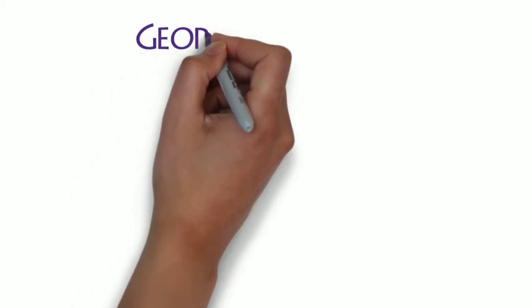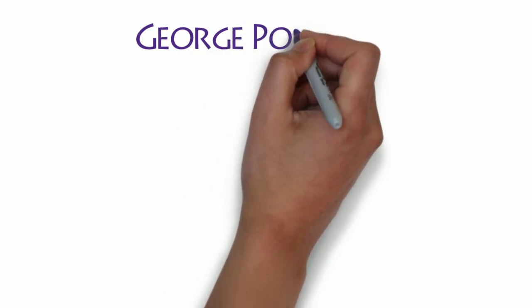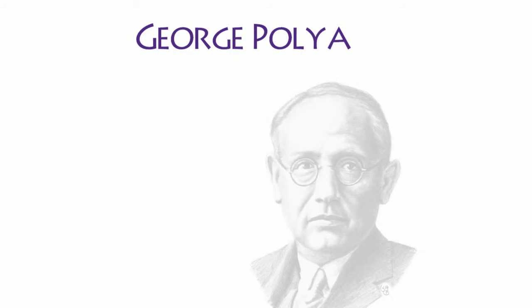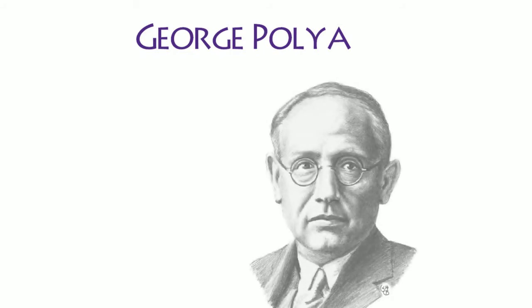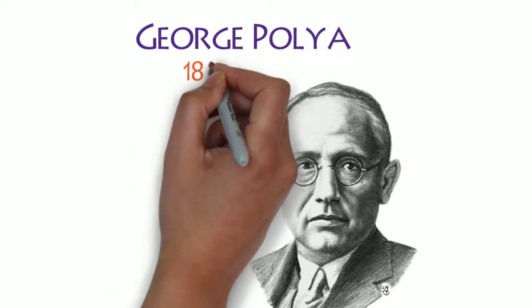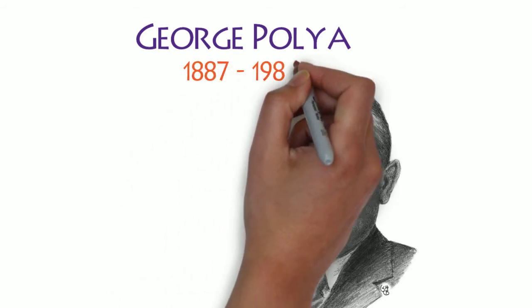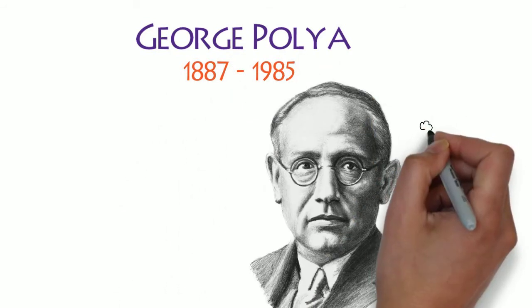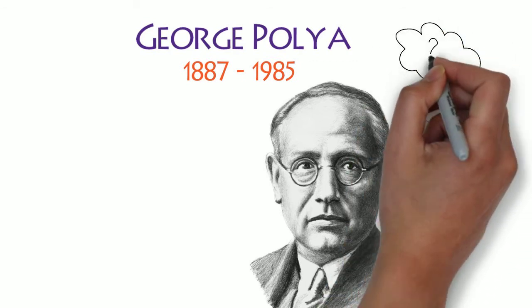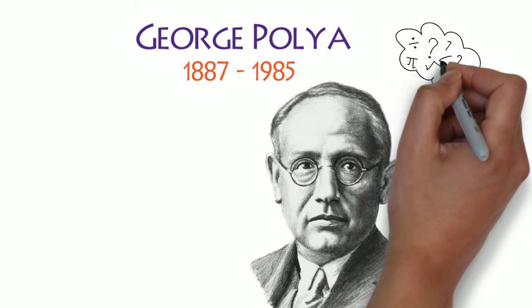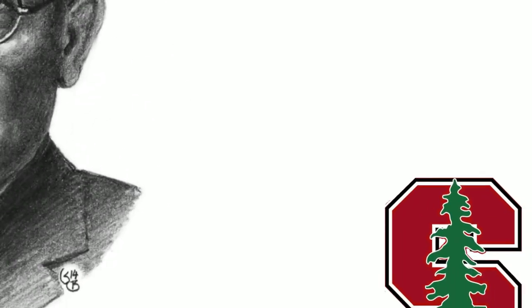George Polya was a prolific mathematician whose contributions to the subject were many and varied. He was born in Hungary in 1887 and died in 1985 at the age of 97. He moved to the U.S. in 1940 and held a professorship at Stanford University from 1943 until his retirement in 1953.